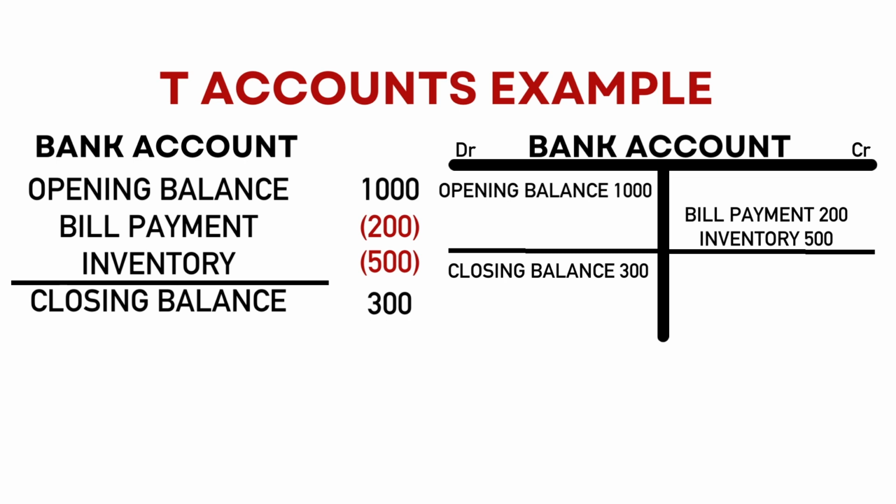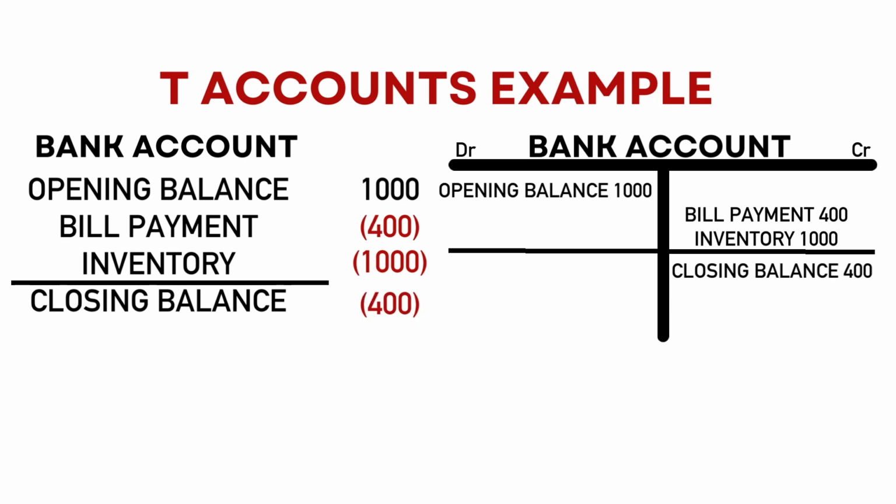Now, what if the expense caused the business to enter into an overdraft? In that example, let's say that both the bill payment and the inventory purchase doubled. The same procedure would follow. Amounts decreasing the account are placed on the credit side. However, the closing balance moves to the credit side as you're now in credit with the bank. The overall account is now credit by £400.